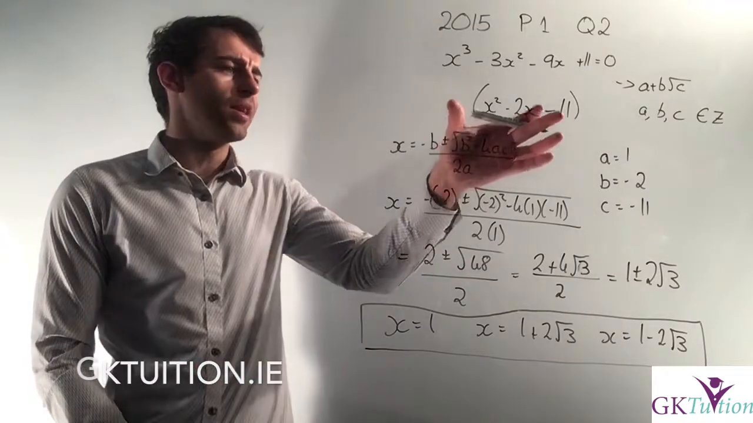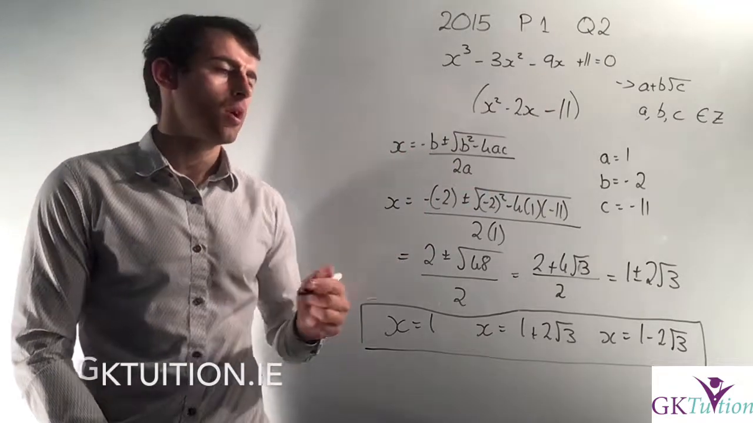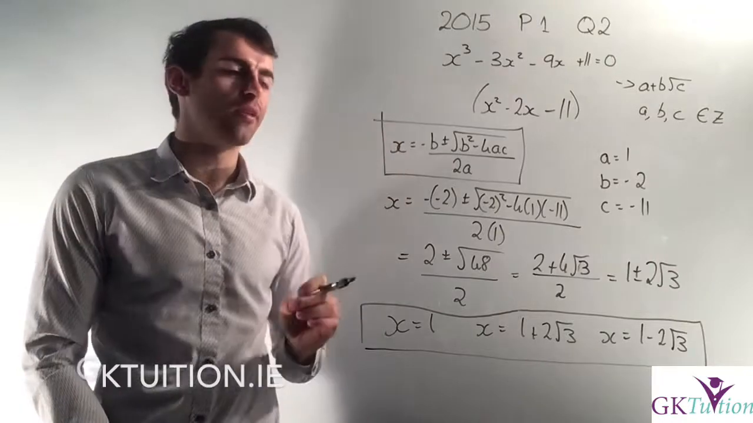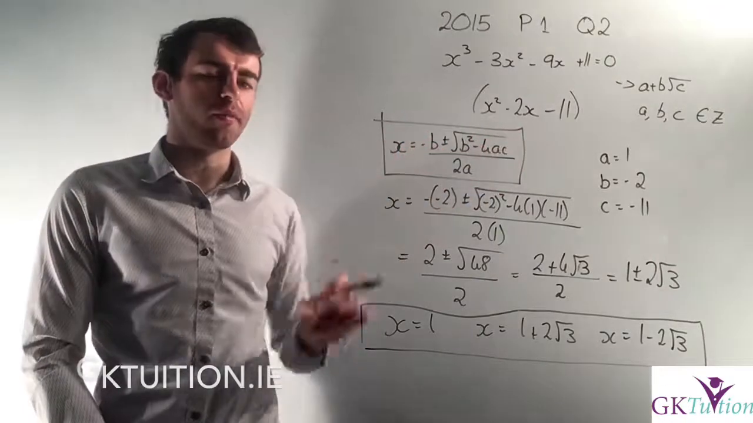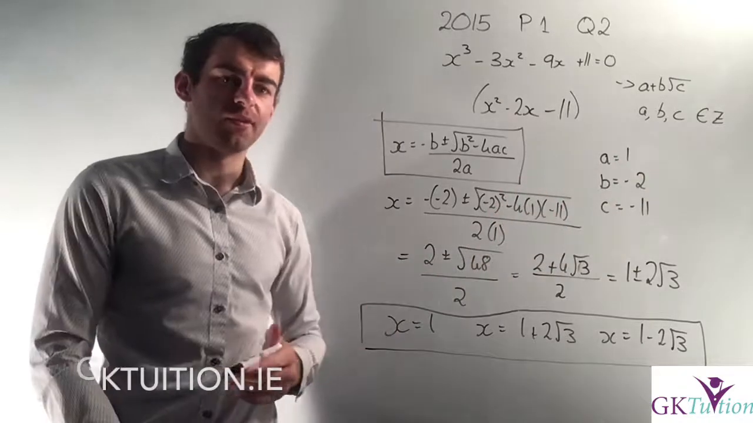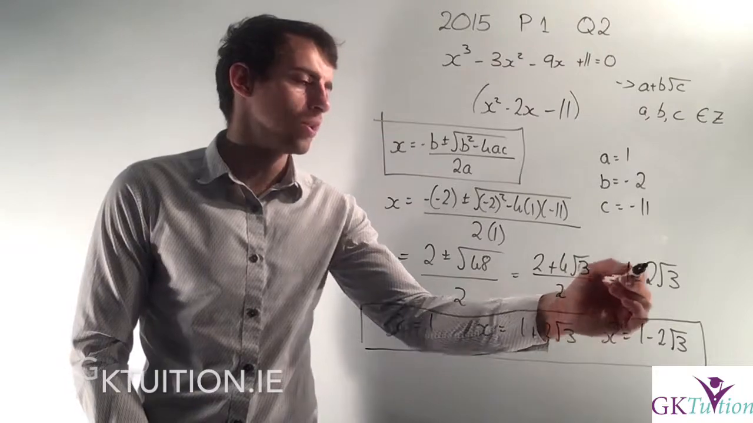Okay, so as you can see now, I've subbed into my minus b formula to solve this quadratic equation. So if you're subbing into a formula, always make sure you actually write the formula down first. So the first thing I do is write out my formula. a equals 1, b equals minus 2, and c equals minus 11. And when you solve your minus b formula, you get 1 plus or minus 2 root 3.